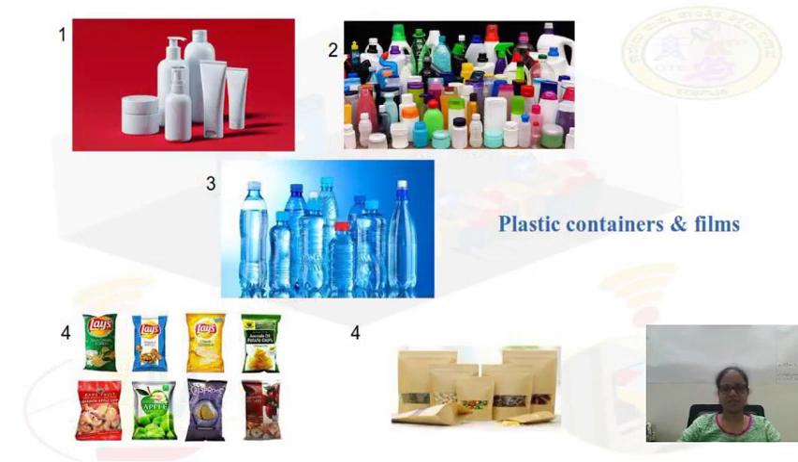Next comes the plastic containers and films. Here are a lot of varieties of plastic containers. In picture 1, you can see aerosol packaging, tubes, bottles, and small size containers. These are all the packages mainly used for baby products, cosmetics, body creams, hand wash, etc.